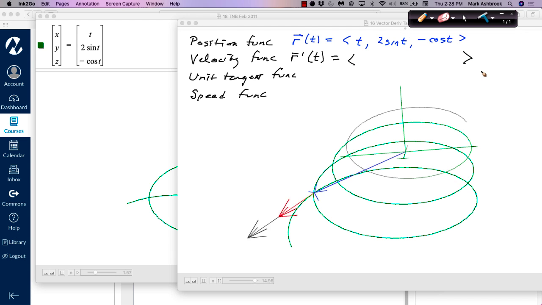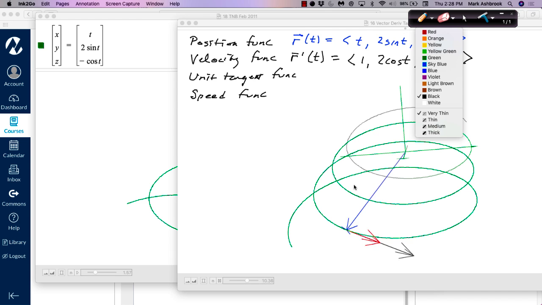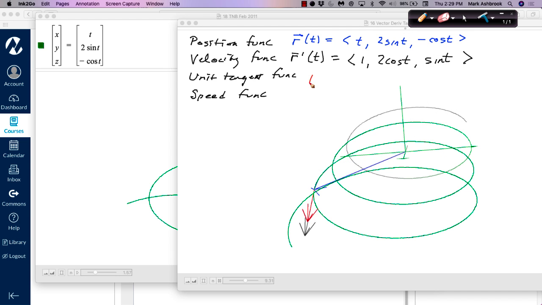Tell me what the velocity function is. Everybody agree? Yes. Unit tangent function: first of all, is that one of these three? What direction does the unit tangent function point in? Same as the velocity, right? Tangent is like the direction you're going, so that'll be velocity. Is it the red one or not? Yes, it is. And what's our symbol for that? T.